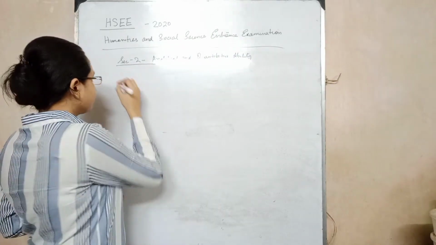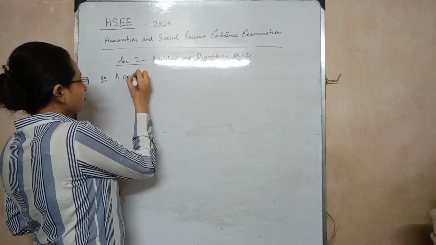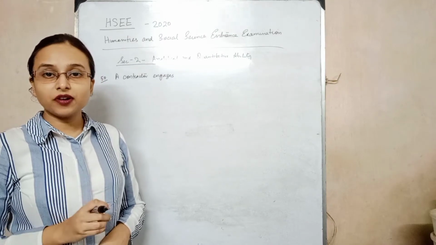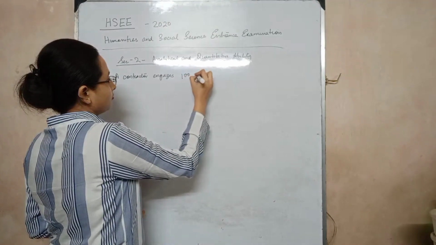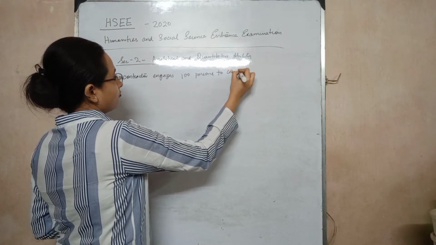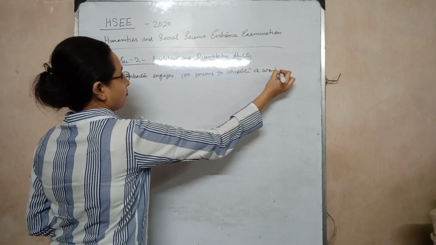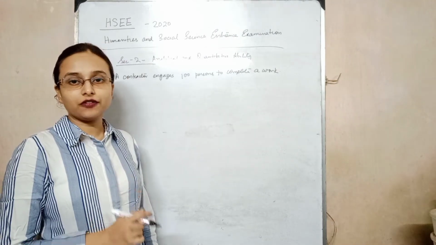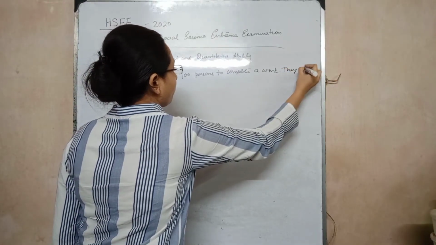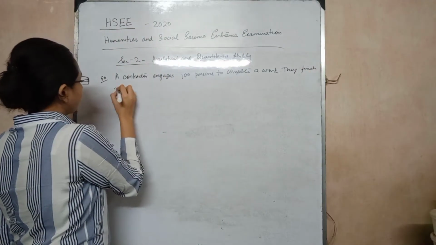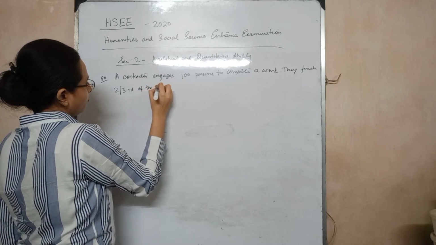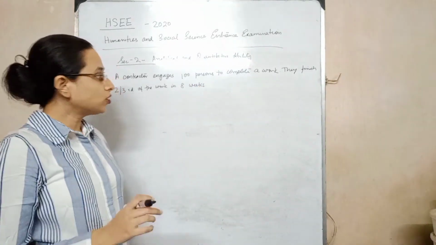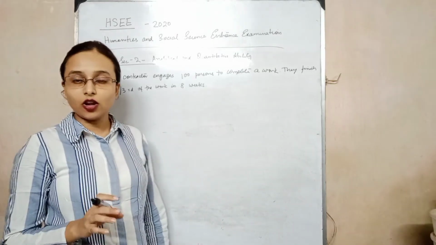A contractor engages 100 people to complete a work. They finish 2/3 of the work in 8 weeks. So one third of the work is left, which we can understand from the given question.